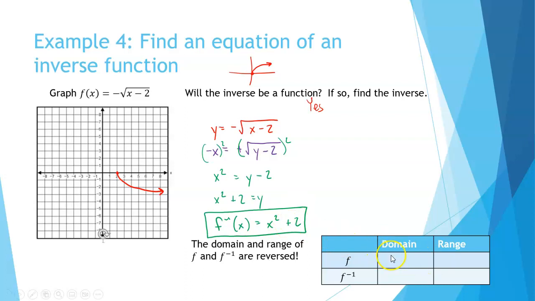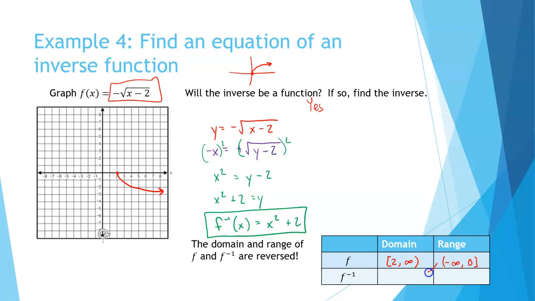So remember, the domain and range switch. So if we're working with a problem and you're having a hard time figuring out what the domain and range would be, go back and look at what we had originally. So the domain for this one, the red graph, I'm talking about this one here. If we look at the graph, it's going to go from 2 to infinity. And the range is going from negative infinity up to 0.